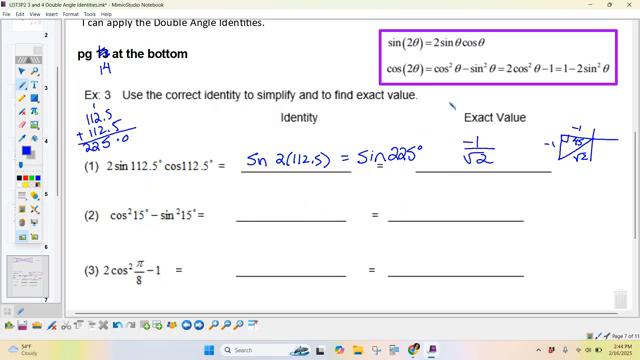Now for number 2, that is the cosine double angle. So that's going to be cosine 2 times this theta of 15. That's asking us for cosine of 30. Quadrant 1. So cosine of this picture is √3/2.